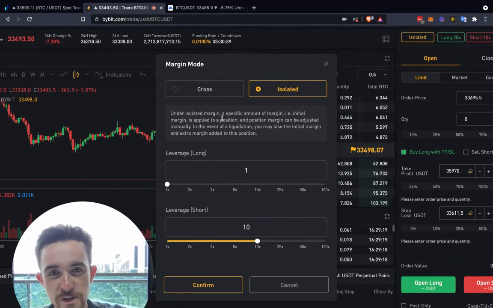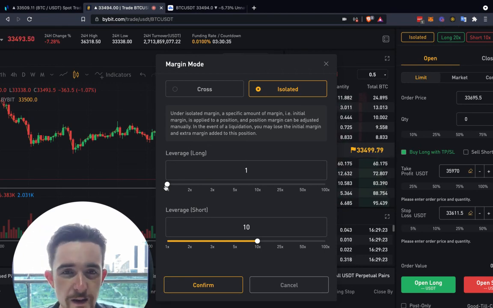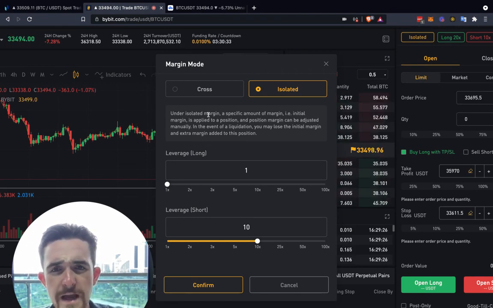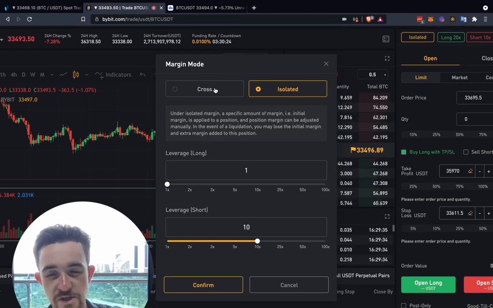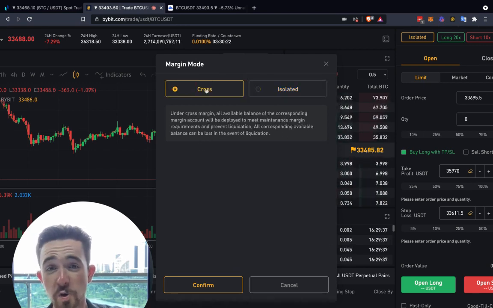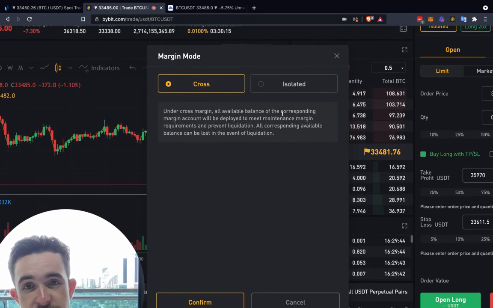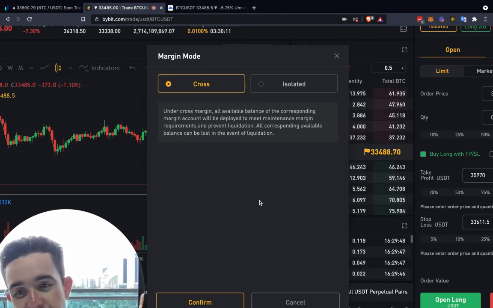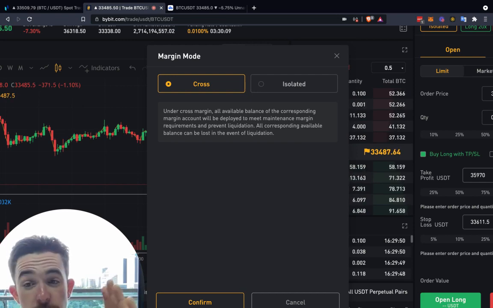But under isolated margin, a specific amount of margin, so the exact amount, leverage margin, same word, i.e. initial margin, is applied to a position. And position margin can be adjusted manually. In the event of a liquidation, you may lose the initial margin and extra margin added to this position, okay? So that's all from there, but cross, it can actually pull from other things, right? So this can be a big problem with cross, and some people get wrecked with this. So all available balances of the corresponding margin accounts will be deployed to meet the maintenance margin, right? So it keeps pulling this in from your account, and that's where problems can go.